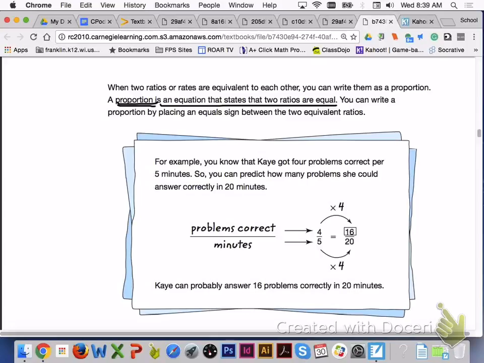For example, you know that Kay got 4 problems correct per 5 minutes. So, you can predict how many problems she could answer correctly in 20 minutes. If we multiply the problems correct by 4 and the minutes by 4, we get 16 problems correct per 20 minutes. So that tells us that Kay can probably answer 16 problems correctly in 20 minutes.